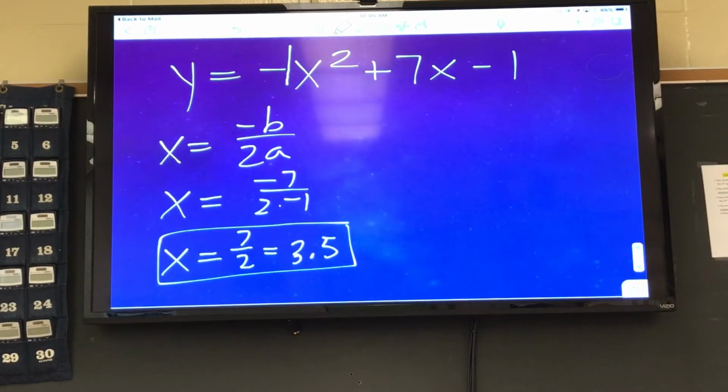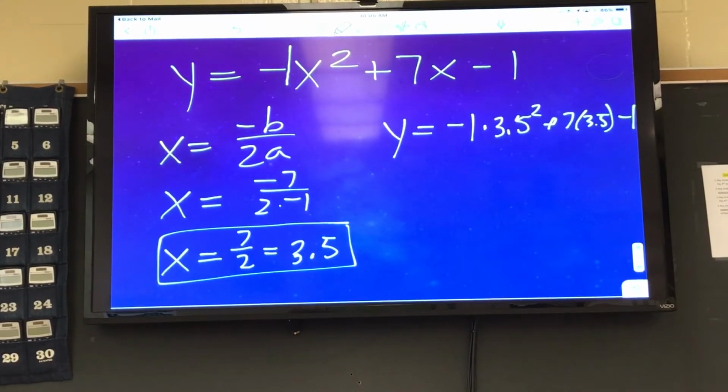Now, when you put in the 3.5, I would suggest writing negative 1 times 3.5 squared. If you put negative 3.5 squared, you'll probably get it right, but if the 3.5 was negative, things would get kind of messy. So I would just do that. Plus 7 times 3.5 minus 1. Yes. Now I'm going to have to get my calculator out. Hopefully you've already done this. Watch me show up in the video.